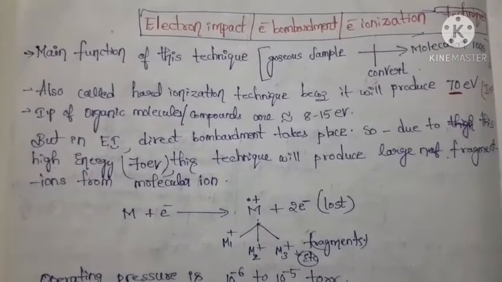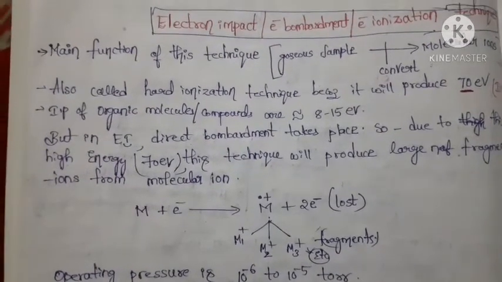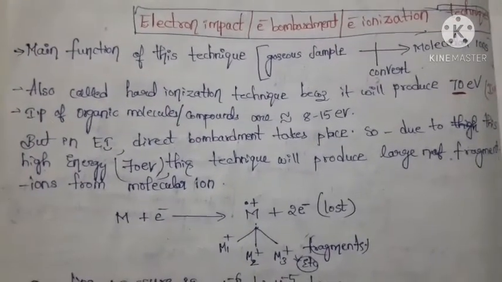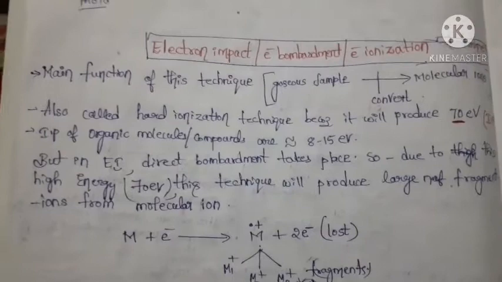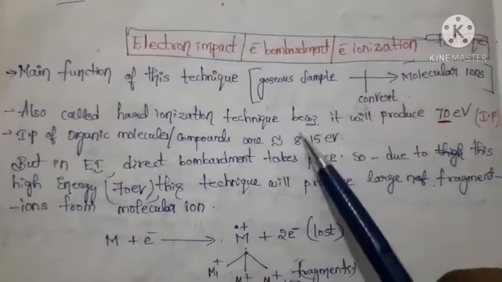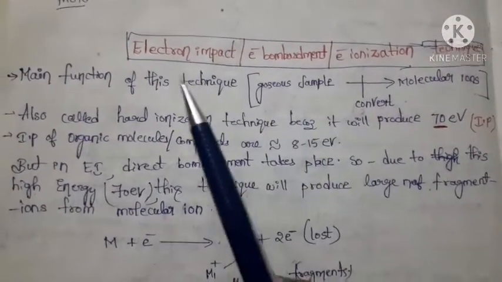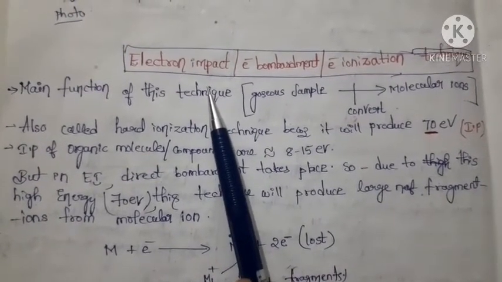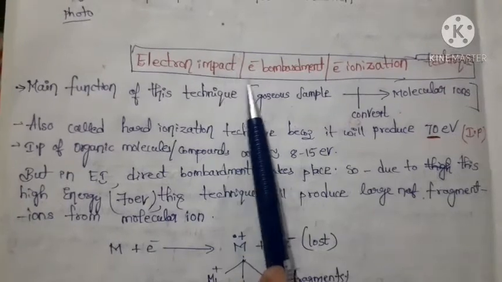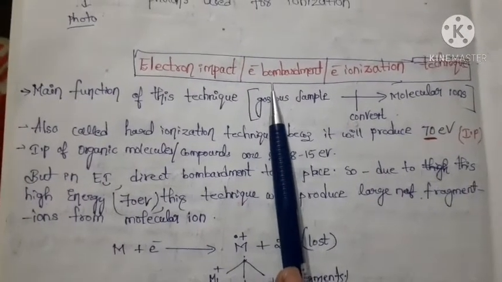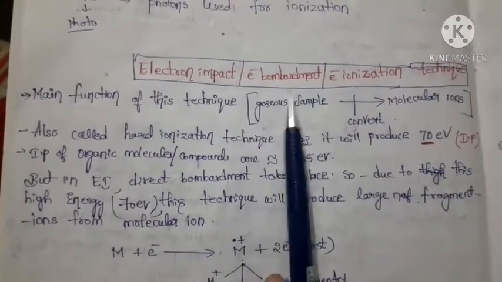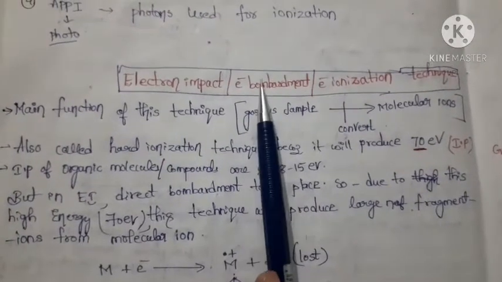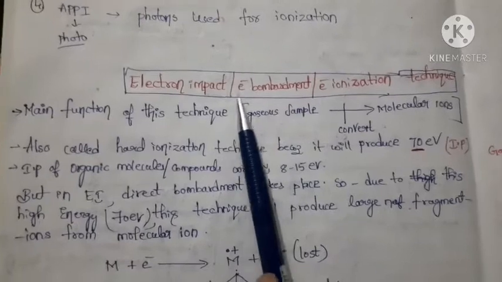Today we are going to continue our topic on mass spectrometry, part 4. Today we will discuss the electron impact ionization technique. This electron impact ionization technique is also called the electron bombardment ionization technique, or simply the electron ionization technique. So these are the three different names, and these should be remembered.